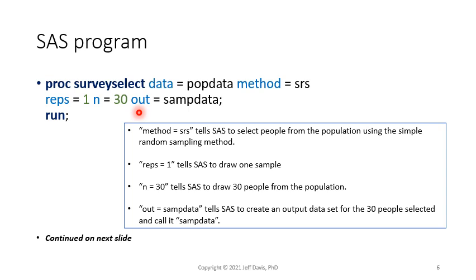This last option, out equals SAMP data, is telling SAS, once it pulls these 30 people from the population using a simple random sample method, create a separate data set that only has the information for these 30 people. And we're going to call that data set SAMP data. So population data, sample data. All right, what is next?